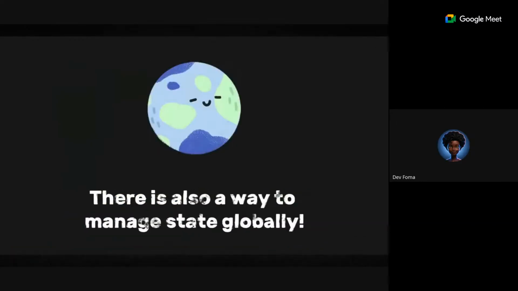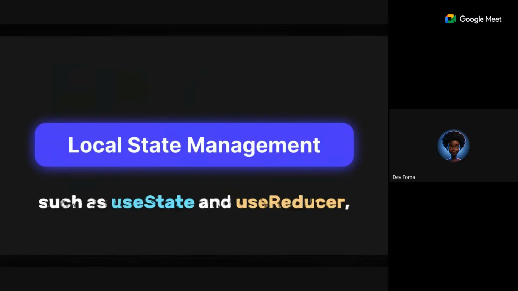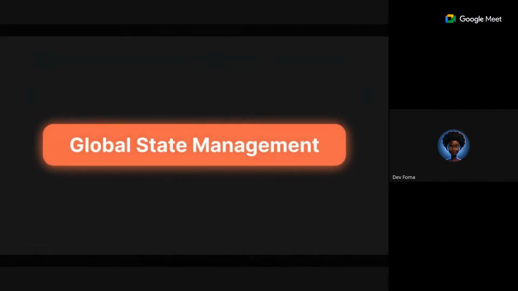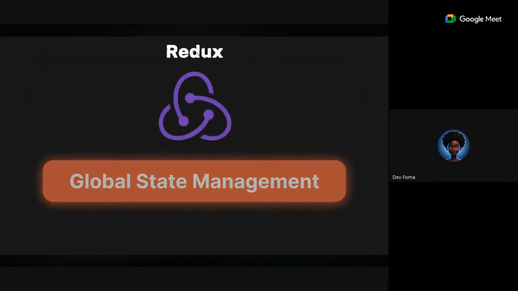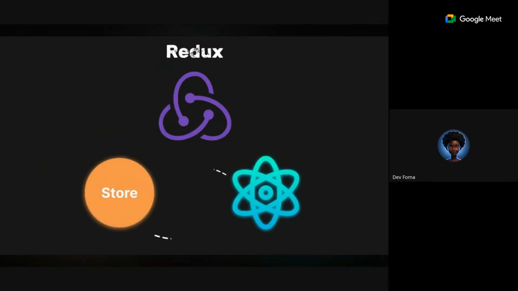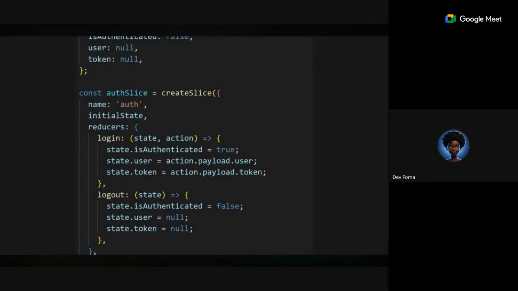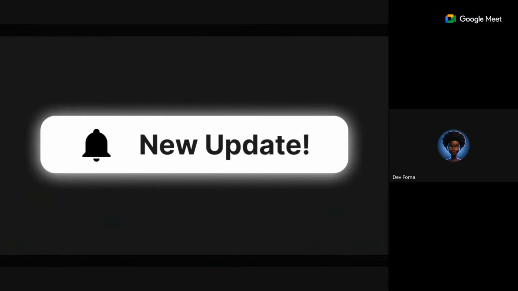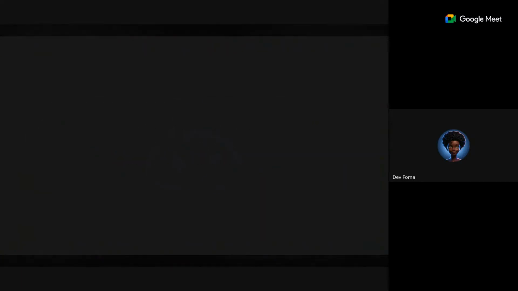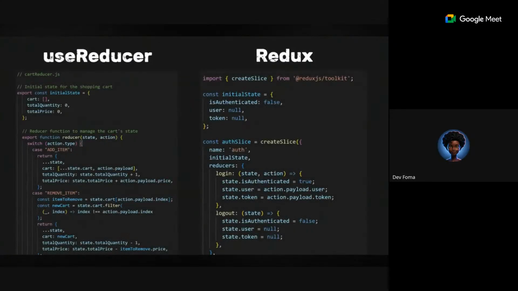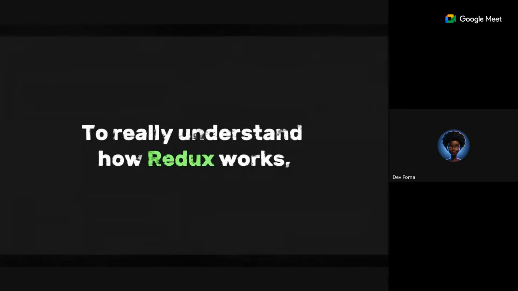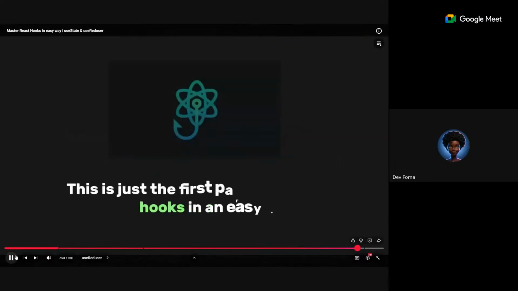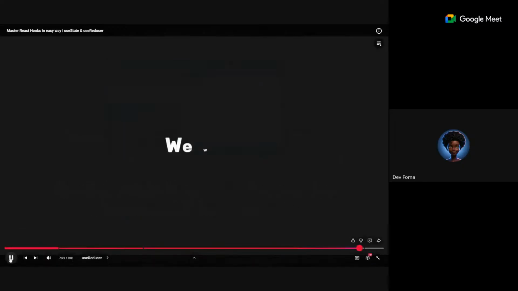There is also a way to manage state globally. Local state management, such as useState and useReducer, is confined to a specific component or a small set of related components. On the other hand, global state management, such as the Redux library, is beneficial when you need to share state across the entire application or large parts of it. This is especially useful for components that share data like user authentication status, application settings, or global notifications. Since you've already learned the useReducer hook, picking up Redux will be easier for you. It follows a similar pattern with actions and dispatch. To really understand how Redux works, stay tuned for our Redux tutorial, where we'll dive deeper into managing global state. This is just the first part of mastering React hooks in an easy way. We will still discuss.